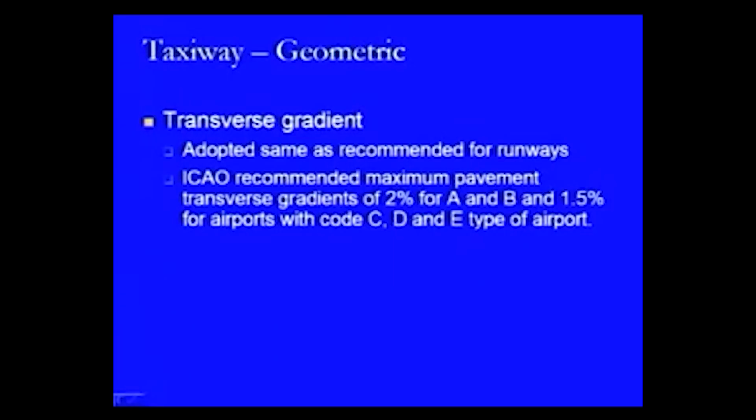ICAO again recommends the maximum pavement transverse gradient of 2% for A and B category of airports, whereas in the case of C, D and E category of airports, it is defined and designated as 1.5% again by ICAO.